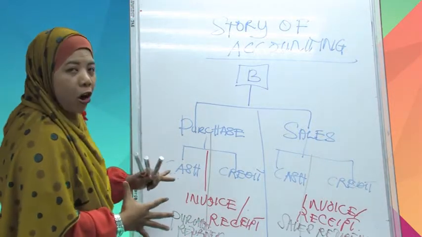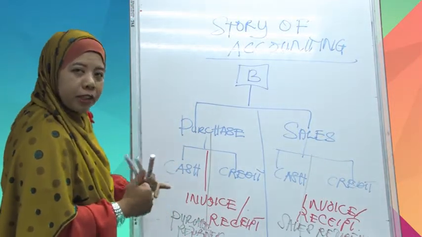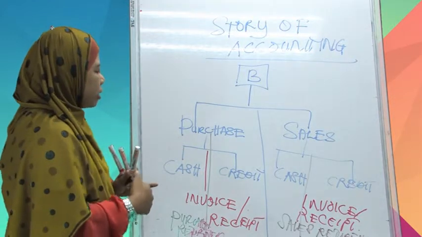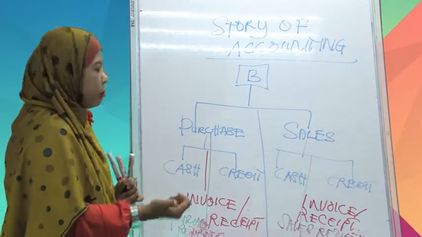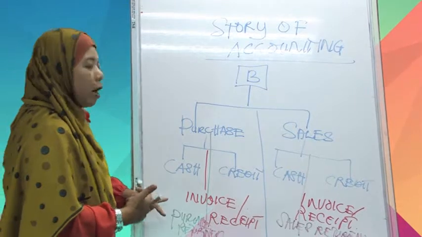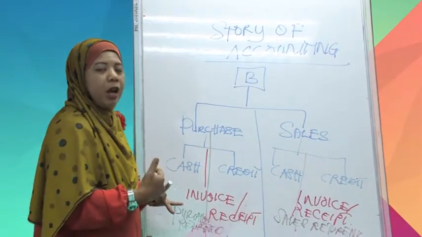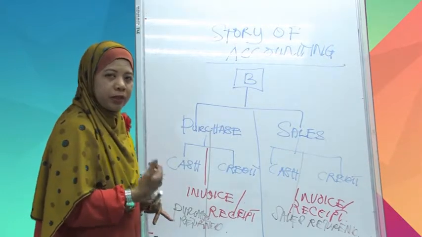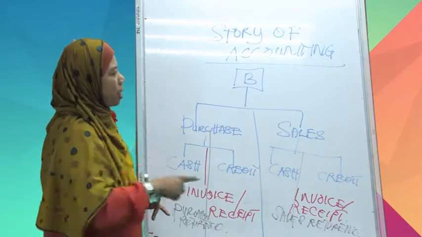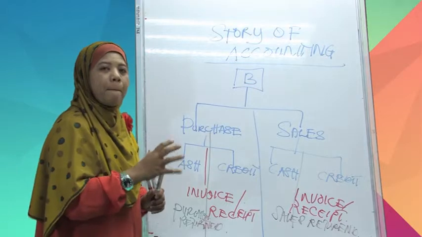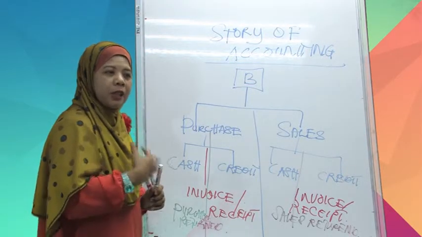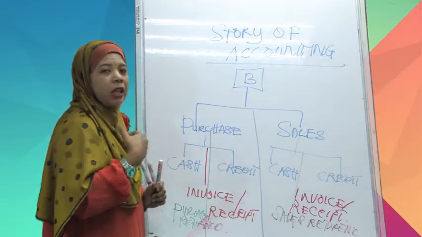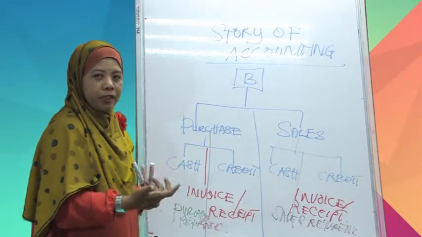Invoice we send, invoice we receive. Receipt that we send, receipt that we receive. We have debit notes and credit notes for purchase return and sales return. So the story of the accounts is we start from purchase. After purchase, we have to sell all the product or service.